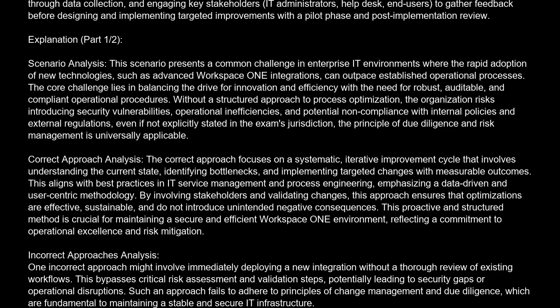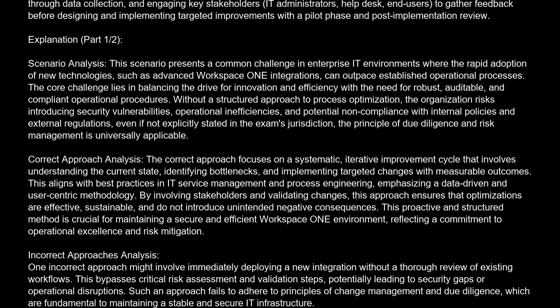This scenario presents a common challenge in enterprise IT environments where the rapid adoption of new technologies, such as advanced Workspace ONE integrations, can outpace established operational processes. The core challenge lies in balancing the drive for innovation and efficiency with the need for robust, auditable, and compliant operational procedures. Without a structured approach to process optimization, the organization risks introducing security vulnerabilities, operational inefficiencies, and potential noncompliance with internal policies and external regulations, even if not explicitly stated in the exam's jurisdiction. The principle of due diligence and risk management is universally applicable.